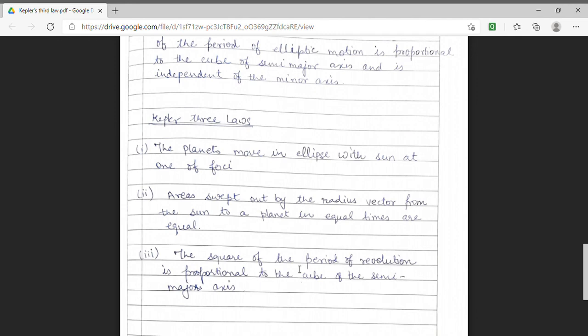So these are the three important Kepler laws of motion, and these laws are very applicable to understand the motion of the earth which is moving around the sun.